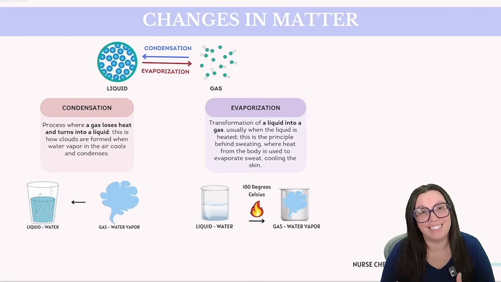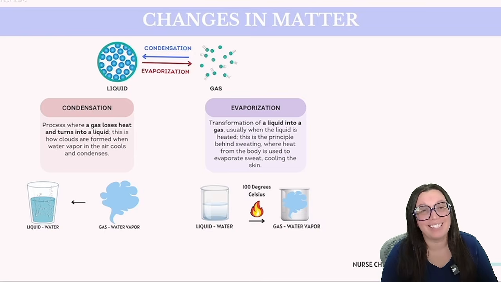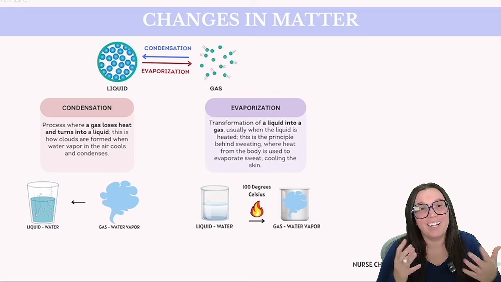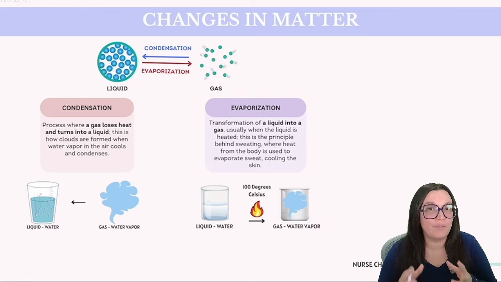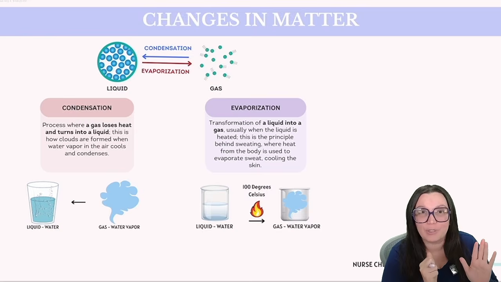Next up, we have condensation, and condensation is the transformation of a gas into a liquid. This happens when a vapor loses energy and its molecules slow down enough to stick together, forming a liquid. A common example of this is when water vapor condenses on a cold glass. That cold surface is going to cool the water vapor that's found in the air, reducing its energy and converting it back into liquid droplets.